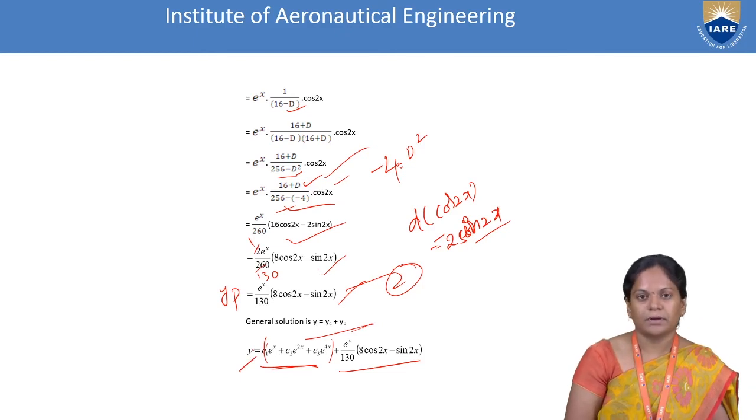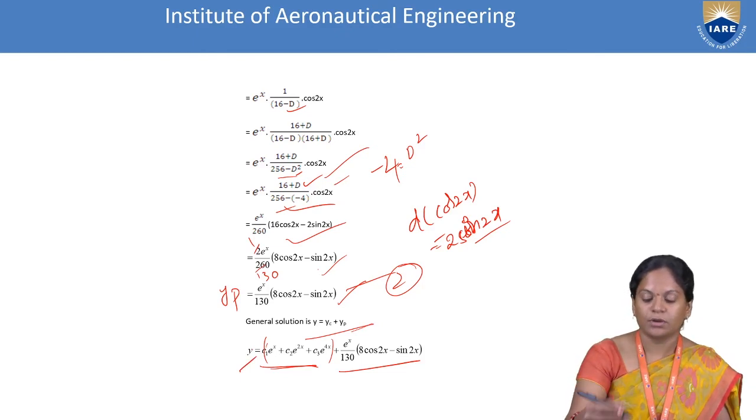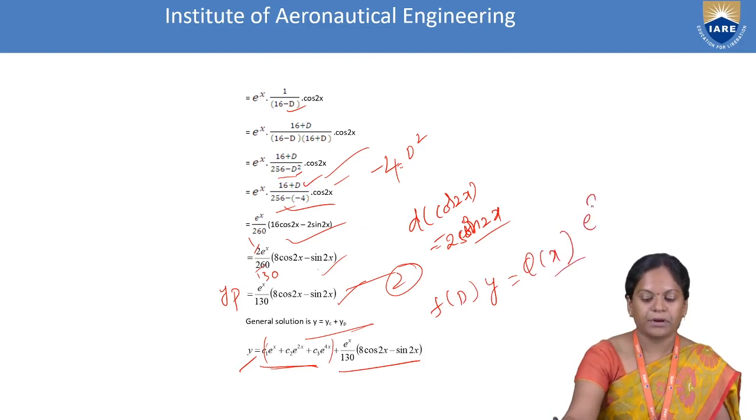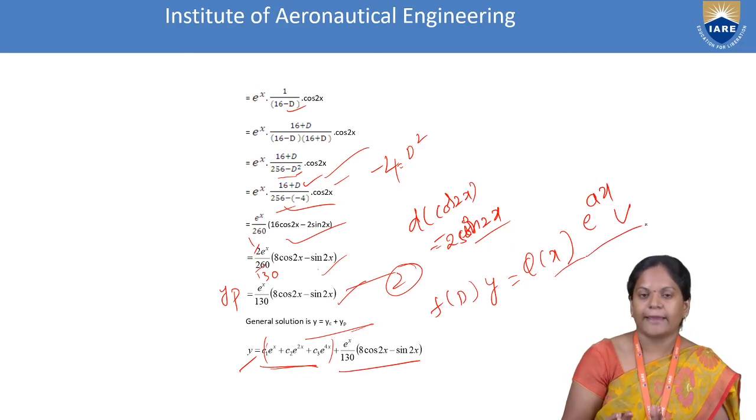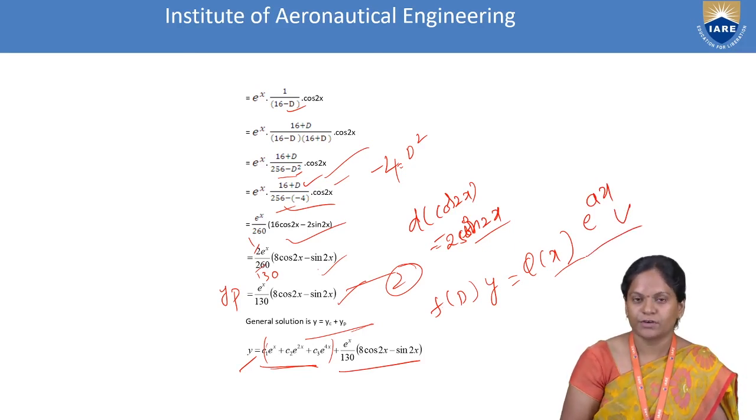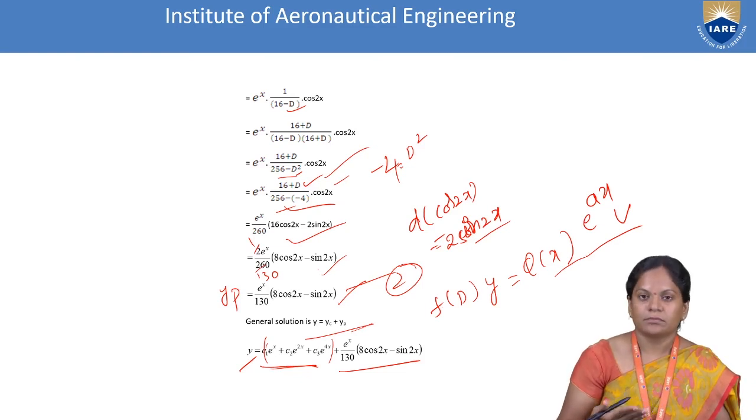Y is nothing but the complete solution of the given differential equation of the form f of d into y equal to q of x. Here q of x is e power ax into v form, a combination of two functions: the exponential function and another function v. V is either anything, either sine, cos, x power k or anything. Hope you all understood this session.